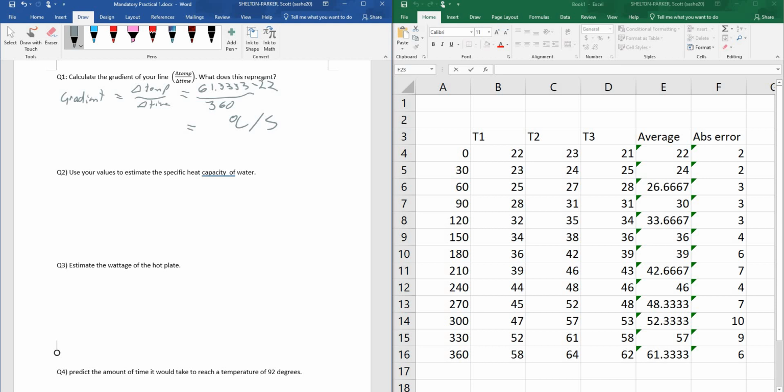So we could turn that into watts by doing some maths, which I think is one of the following questions. I suppose we should probably actually calculate that. Can anyone tell me what the answer is?